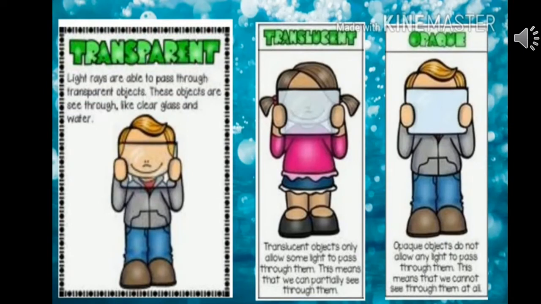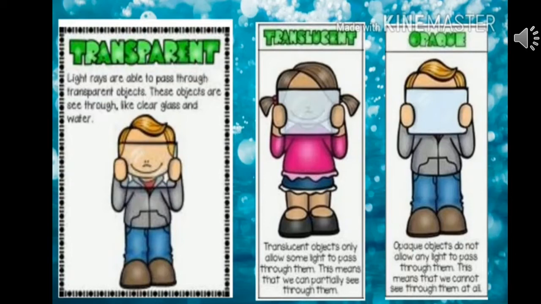Before going to the lesson, The Shadow and the Flash, let me introduce three scientific terms to you. The lesson typically depends on these three terms, and they are transparent, translucent, and opaque. What do you mean by transparent objects? Light rays are able to pass through transparent objects. These objects are seen through, like clear glass and water, or the vision will be clear through these objects.